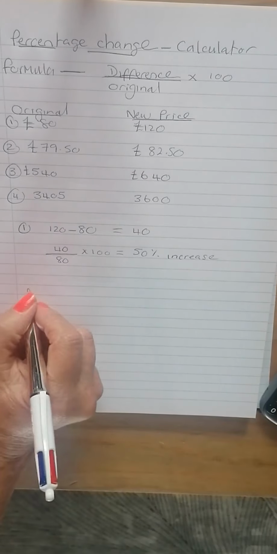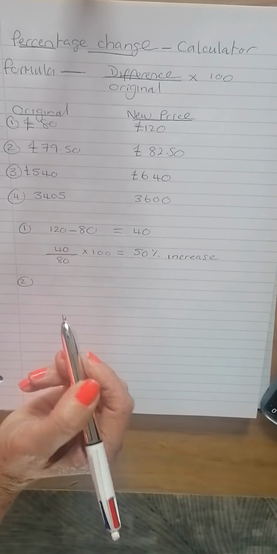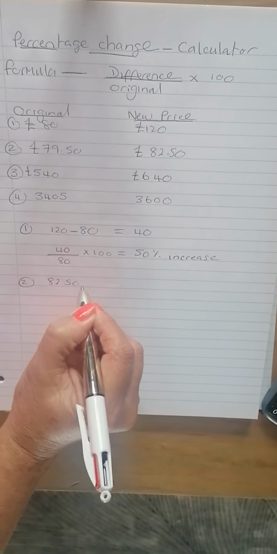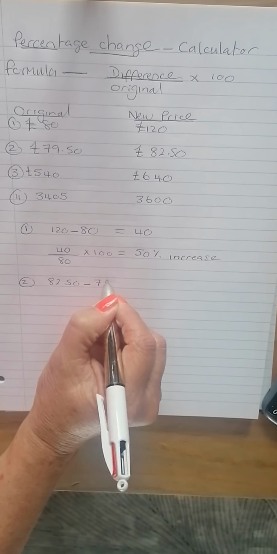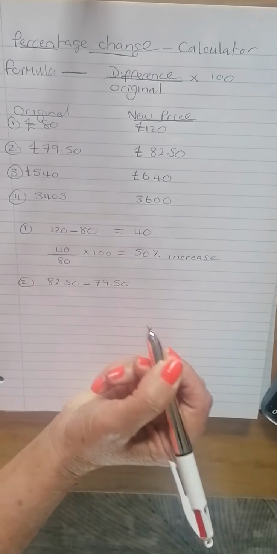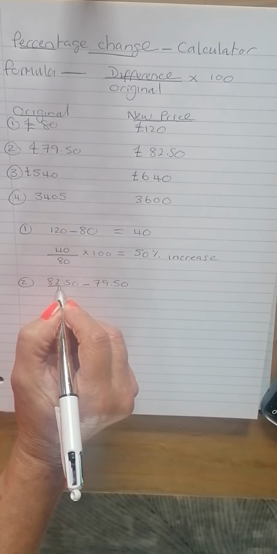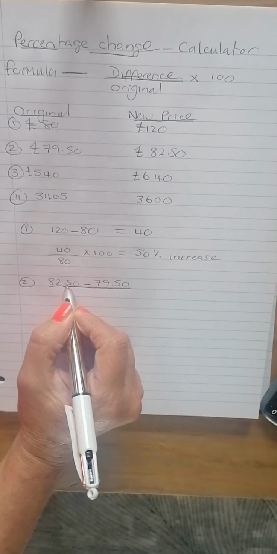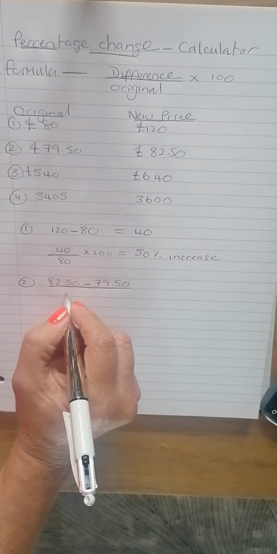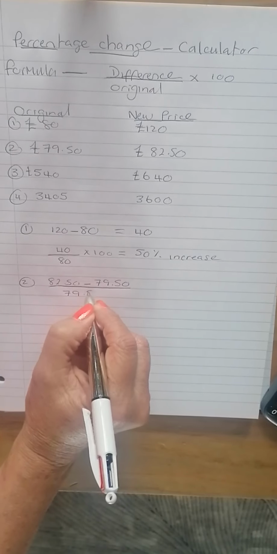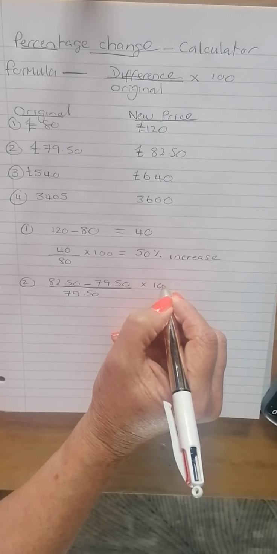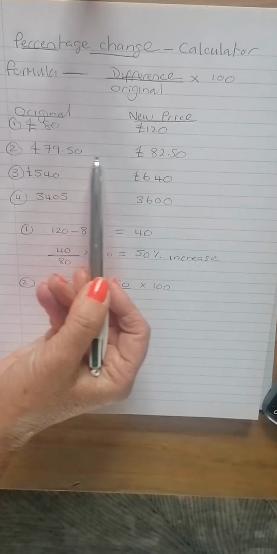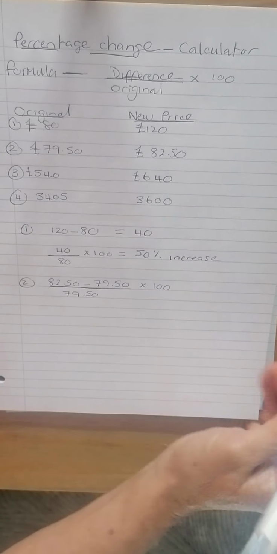Let's do the next one. So you find the difference in the numbers. So you're looking at 82.50 subtract 79.50. And you can actually just write it like that if you wished. And you can actually type that into your calculator, because this is the difference in the numbers over the original number multiplied by 100. And again, we can see this is an increase because it's gone from 79.50 to 82.50. So it's definitely going to be an increase.